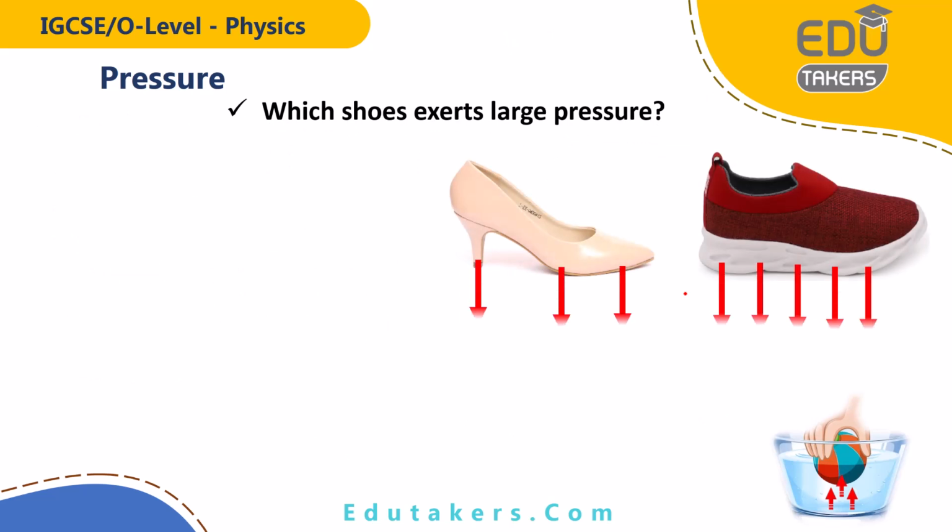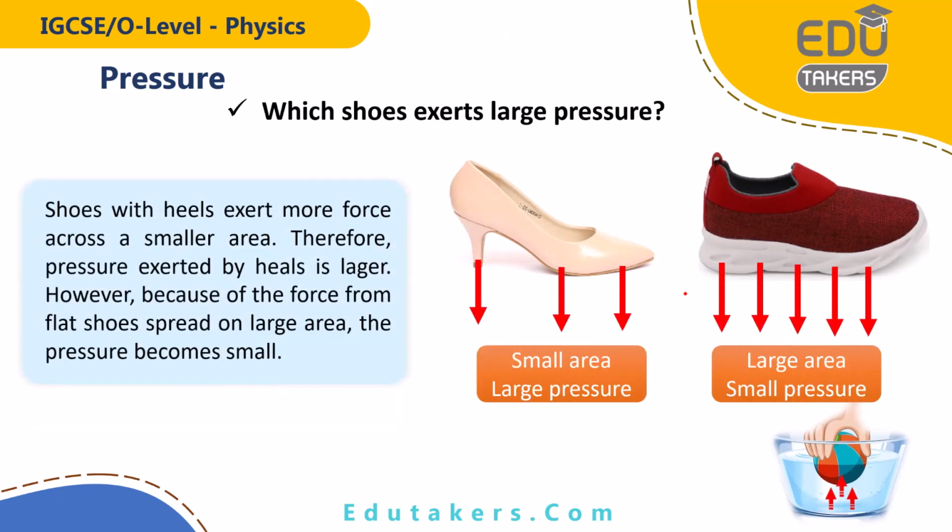Which shoes exert the larger pressure? Here you have to tell that there are two kinds of shoes. One is the heel and the other is flat. So which one of the following exerts the larger pressure? Here you have to apply the formula for pressure. P is equal to force per unit area.